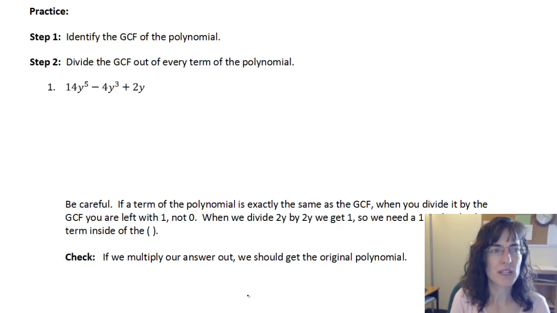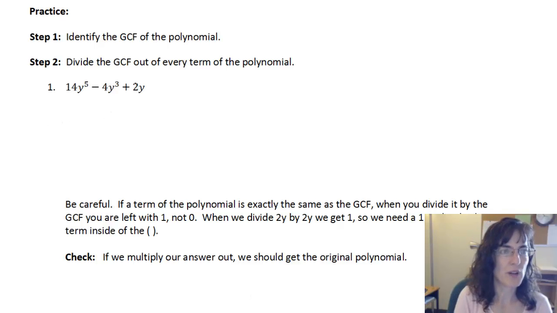Identify the greatest common factor of the polynomial. Divide the greatest common factor out of every term of the polynomial. And here's the first one for us to try. 14y to the fifth minus 4y cubed plus 2y.